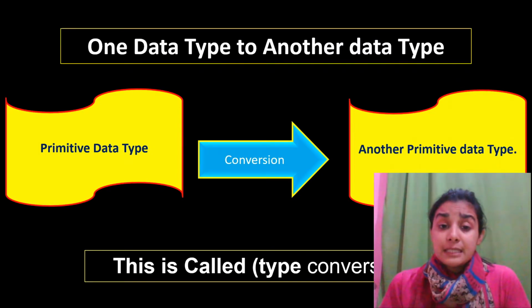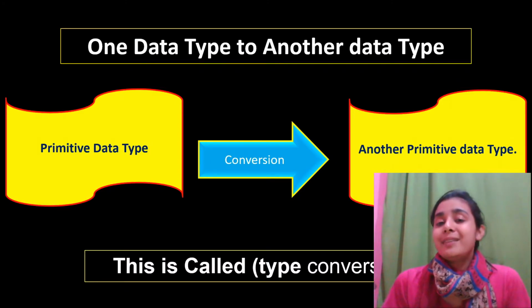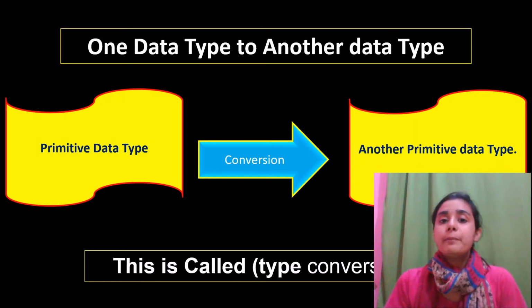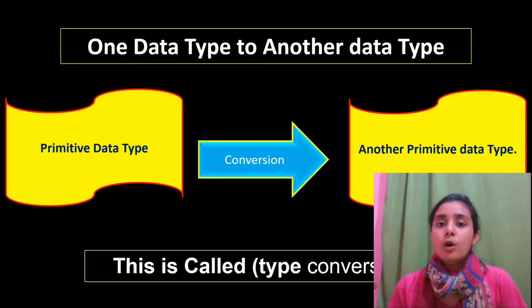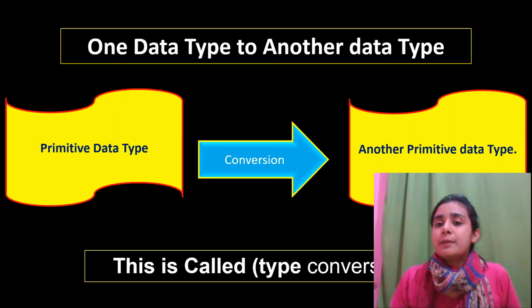For that conversion, usually what we are doing is type conversion, from one primitive into another primitive. If I just want to convert integer into float, for that I have to do the type conversion. This is called type conversion. You have already done it in the 9th class, right? That is one data type to another data type. If I want to convert, for that we are using type conversion.